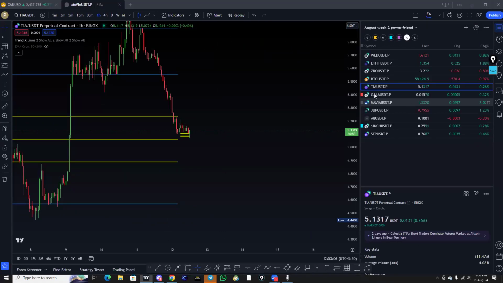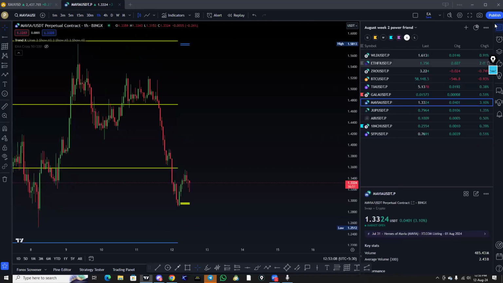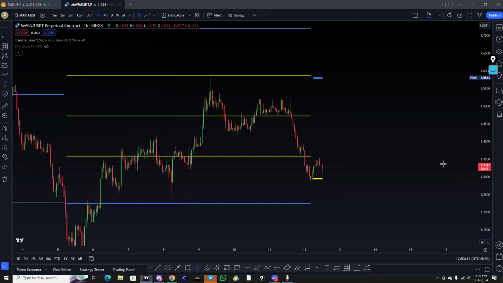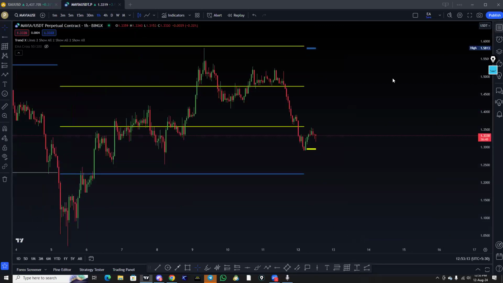And this one we have done. Even this is the same. It started last week from this level, from here to here. For that reason, I am not looking for any trades here.